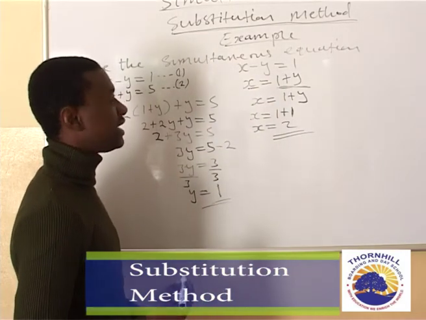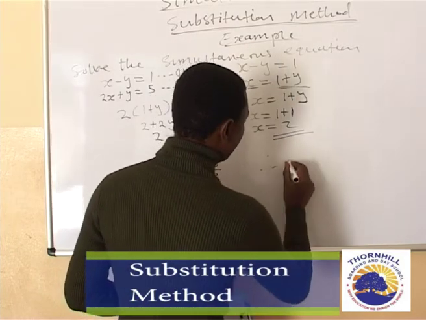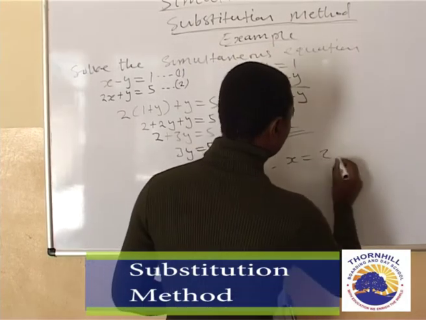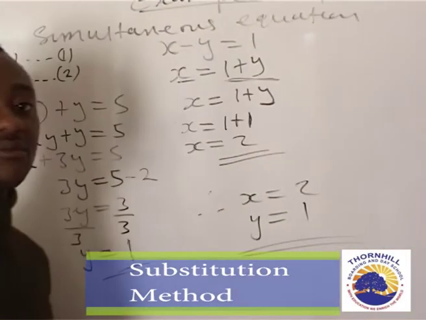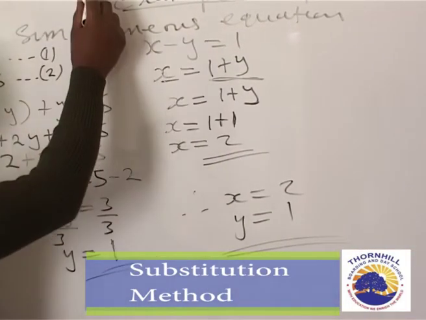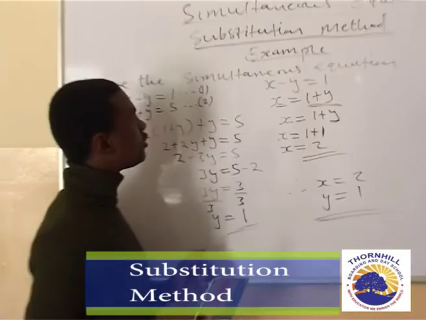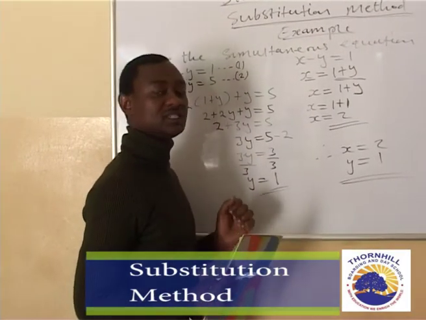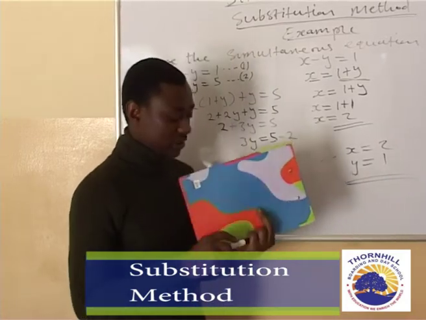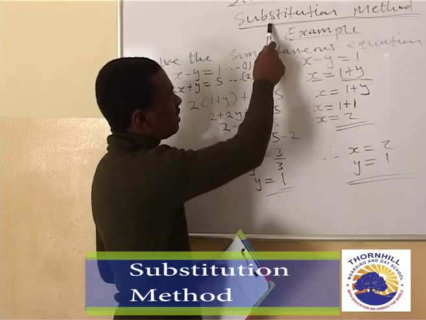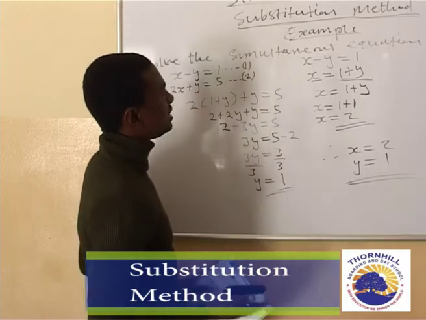It means we have solved our simultaneous equation. It means that, therefore, x is equal to 2 and y is equal to 1. This is how we solve a simultaneous equation using the substitution method. So this is just our first example on how to solve a simultaneous equation using the substitution method. Now, I'll give the second example using the same method, substitution method, to solve a different question. So we'll look at the second example.